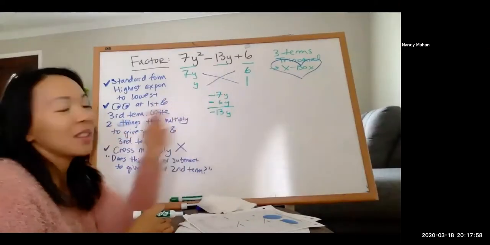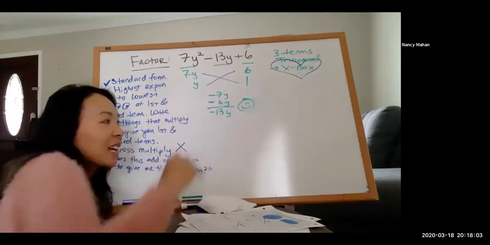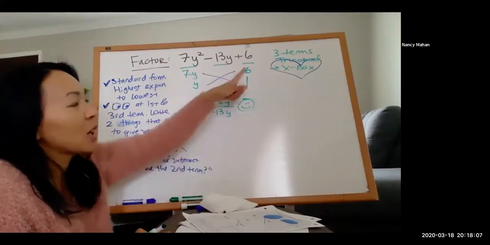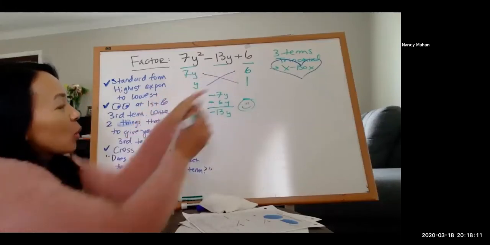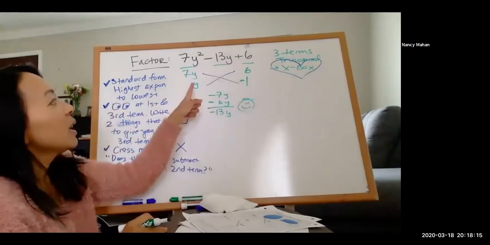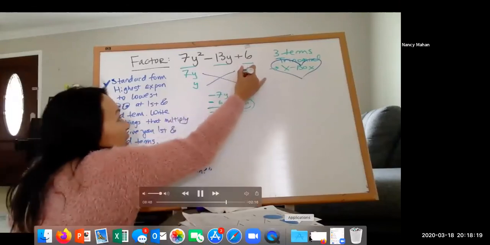So I know that these are the winner chicken dinner answers. Woohoo, these are the right answers. However, I need a negative here and a negative here. So how do you make these negative? Well, to make a negative 7y, you need 7y times a negative 1. And y times 6, I want it to be a negative 6y, so I'm going to put a negative 6.